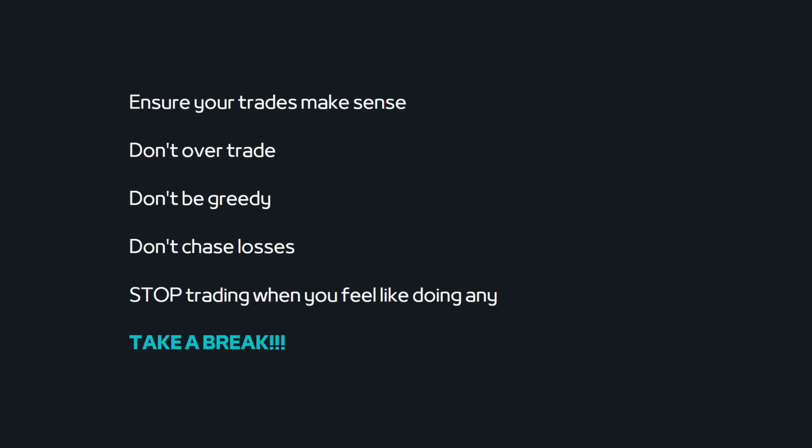So, ensure your trades make sense. This is really important when we're looking at an analysis standpoint. Never just take a trade because I think it's going to go up, or it looks like this, or someone said it. You should always make your own analysis and make sure the trades make sense to you based off what you've learned. If you haven't learned anything, please don't blindly follow anyone.